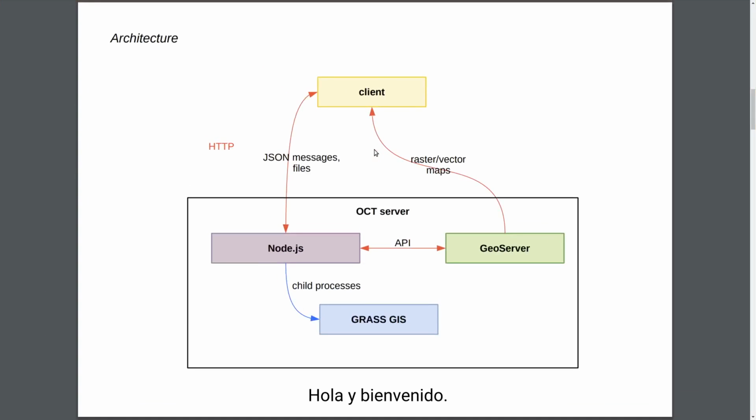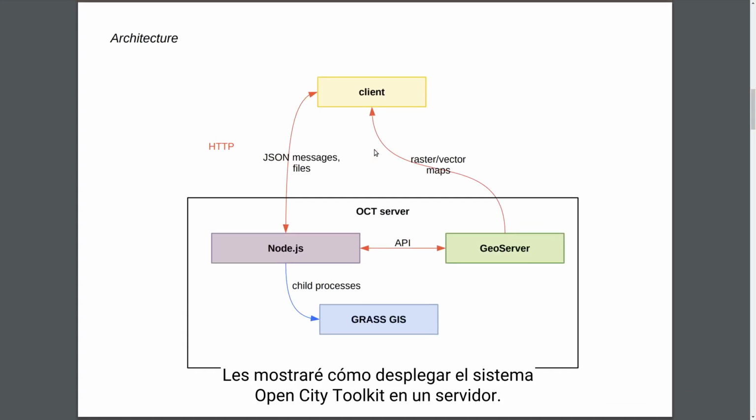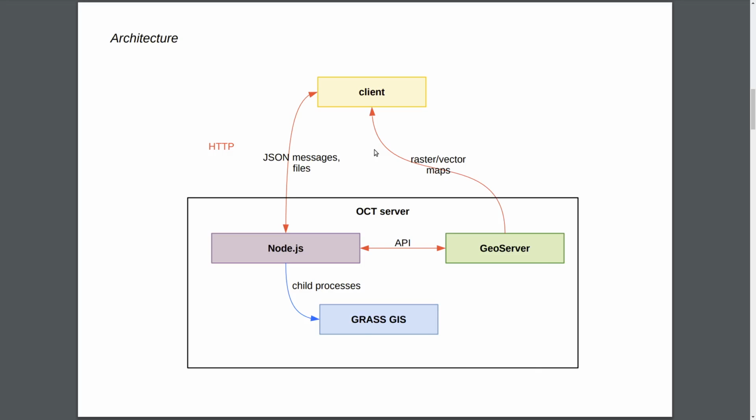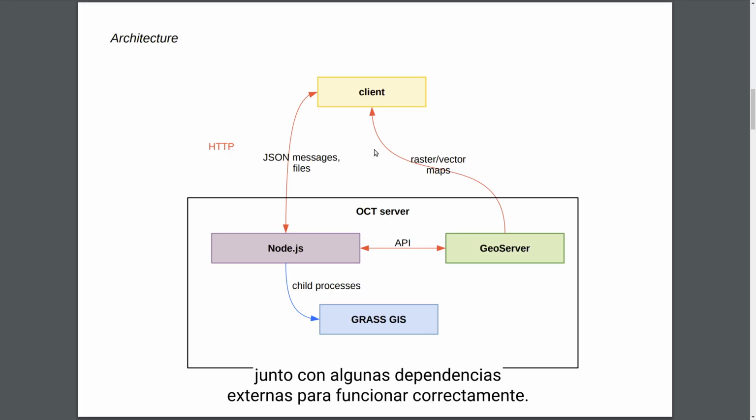Hello and welcome. In this video, I will show you how to deploy the OpenCity Toolkit system on a server. There are three main software components in the OCT: the Node.js application, GeoServer, and GraphGIS. OCT will require all of them, together with some external dependencies, to run properly.